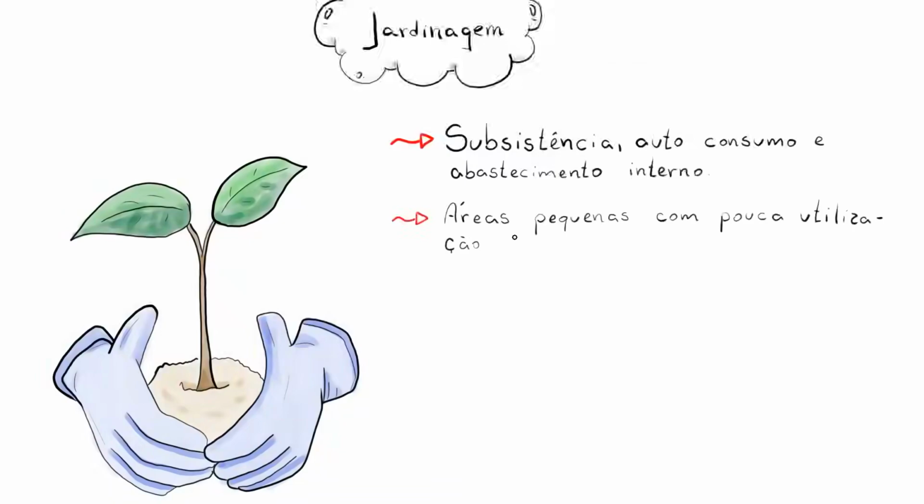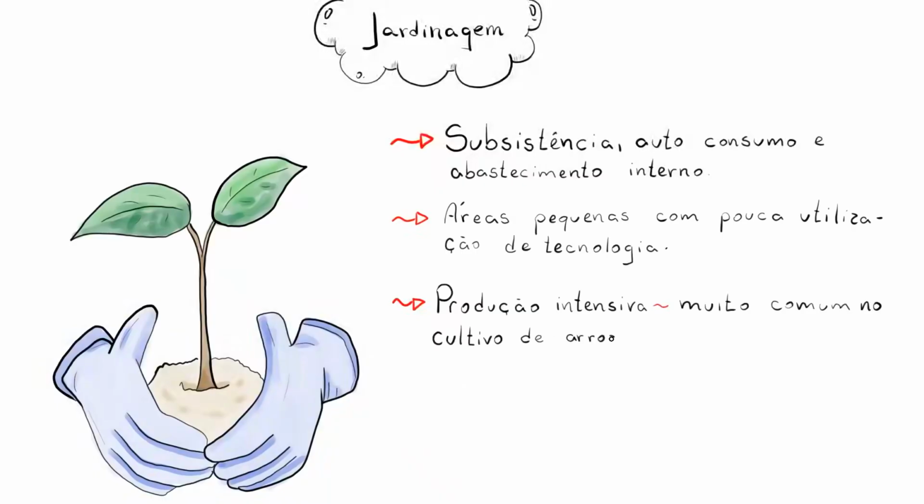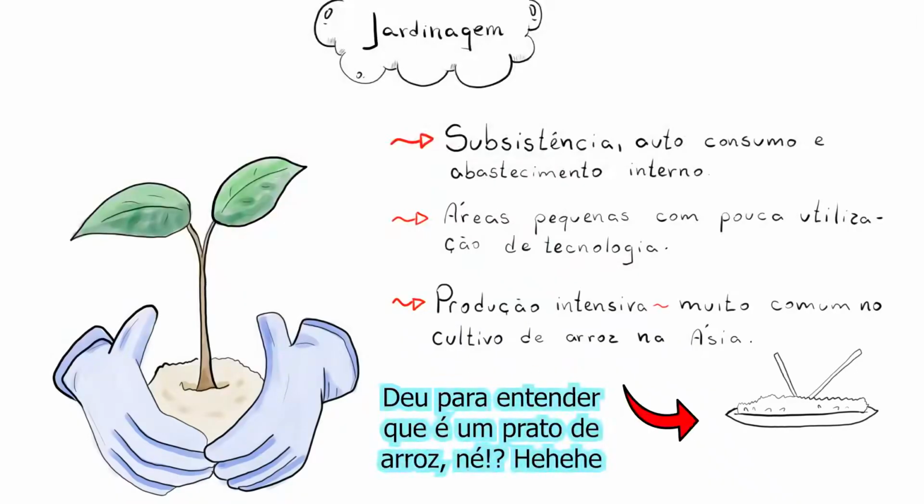However, even so, they use small areas. Production is intensive because it requires a lot of care throughout the entire cultivation process. This type of agriculture is widely used in some Asian countries, such as India and Japan, for example, and especially in the planting and cultivation of rice.